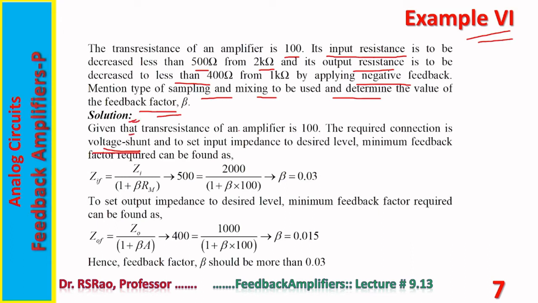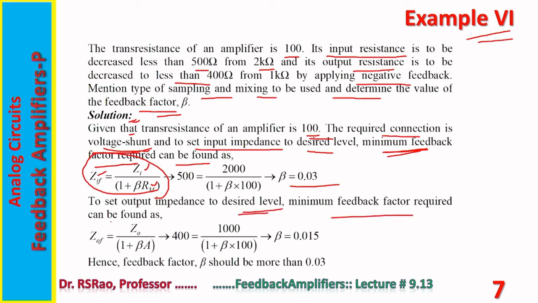Given that trans resistance of amplifier is 100, required connection is voltage shunt as already mentioned, and to set input impedance to desired level, minimum feedback factor required can be found from this relation. This is the relation when you go for shunt mixing. ZIF is equal to ZI by 1 plus beta RM. RM is available, ZI is available, ZIF is available. So beta can be found as 0.03. This is minimum 0.03.